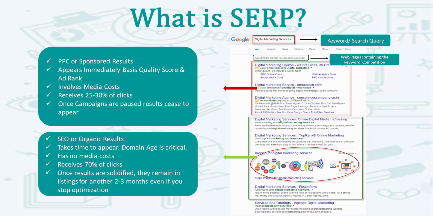It will stay for 3 to 4 months even if you pause your SEO optimization. If you're appearing at number 1 and if you pause your optimization, you might move down to number 7 or number 8, but it will not vanish just like it does for SEM.